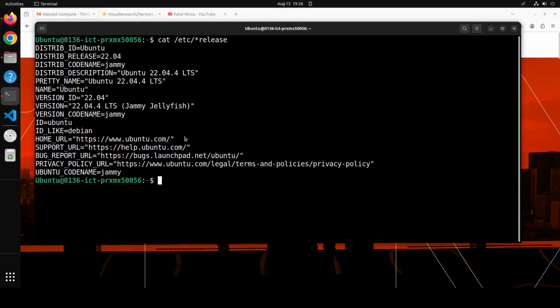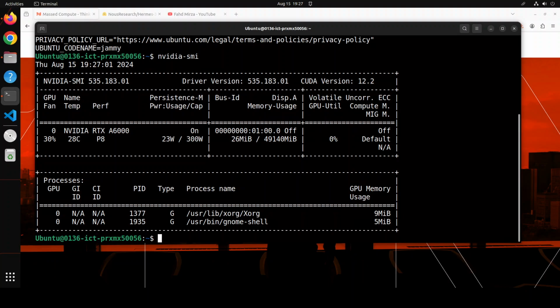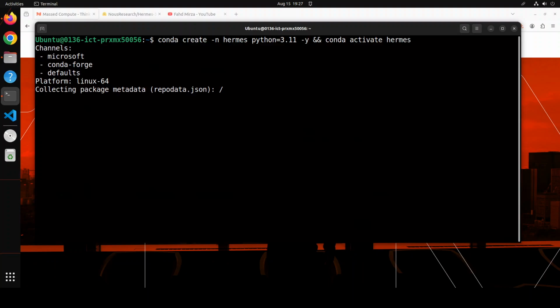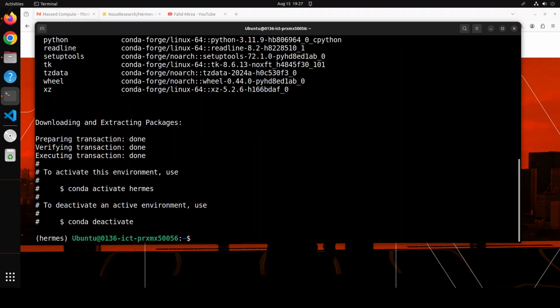Okay, so this is my terminal where I'm running Ubuntu 22.04, and I have one GPU card, NVIDIA RTX A6000 with 48GB of VRAM. Let me clear the screen. Let's create a conda environment where we will be keeping everything separate. I'm just calling it Hermes. Let's wait for it to finish. It is going to create the conda environment and activate it. And that is all done.